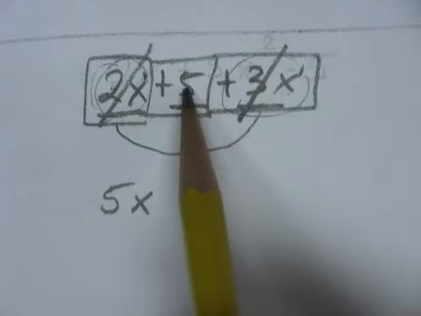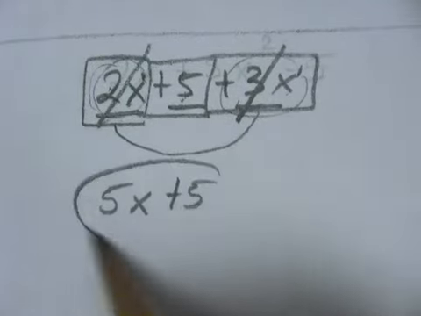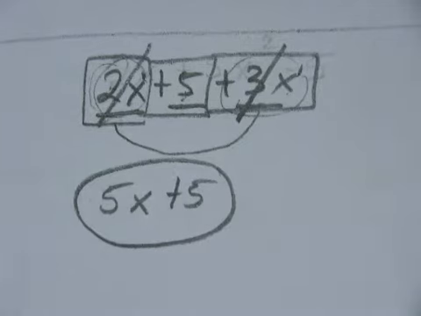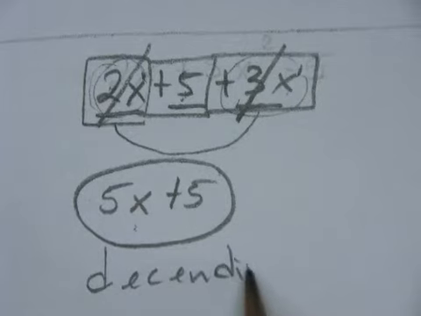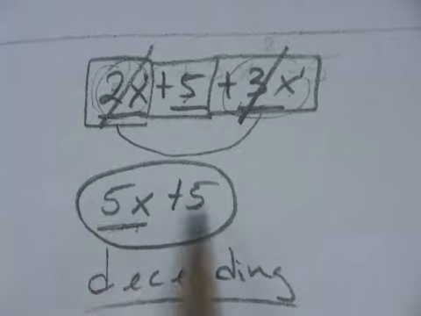The 5 is next. 5 doesn't have anybody to combine with, so you carry him down. Usually we try to write the x term first. We call that descending order. Write the x terms first, and then the term that doesn't have the x last.